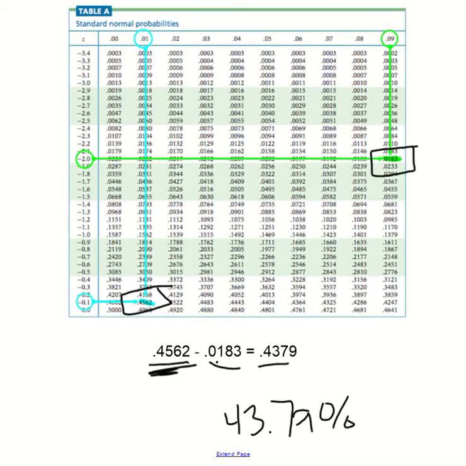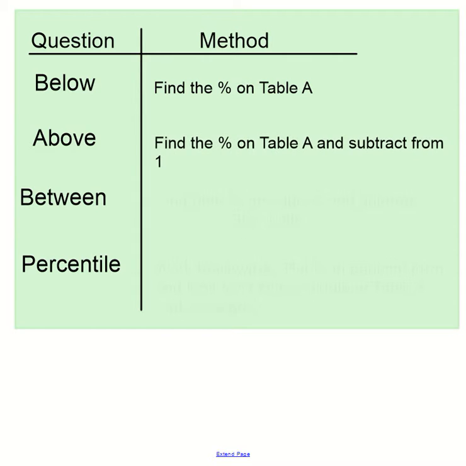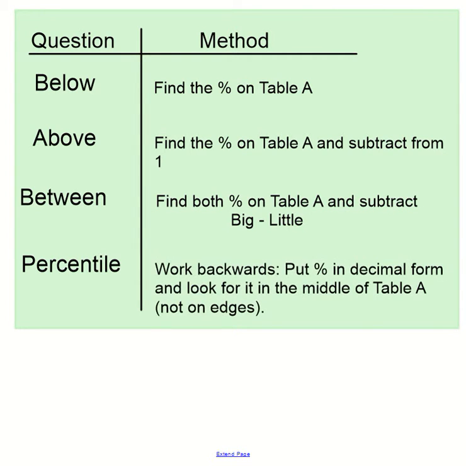We've talked about finding something greater, finding something less than, and finding something between. Just some refreshers on that. If they ask for something below, find the percent on table A. If they ask for something above, find the percent on table A and subtract from 1. If they ask for what's in between, find both percents on table A and subtract, the bigger probability minus the smaller probability. And if they ask you for the percentile, work backwards. Change the percent to a decimal and look for it in the middle of table A, not on the edges.